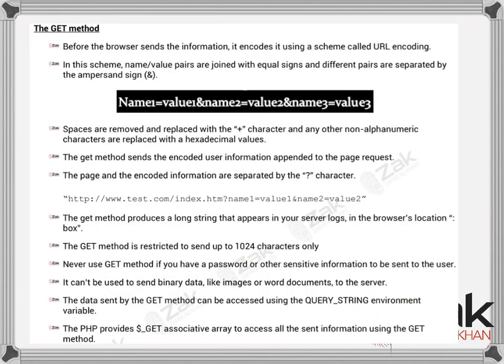Now, let's revise. The GET method does send the data to the server, but in the form of text. That text cannot be greater than 1024 characters. So the website address is given, then the question mark, then the name of the identifier, then equal to its value, and then an ampersand, and it goes further. Spaces are replaced with plus signs, and any non-alphanumeric character will be replaced by its hexadecimal ASCII value. Everything goes and is then listed in the server.